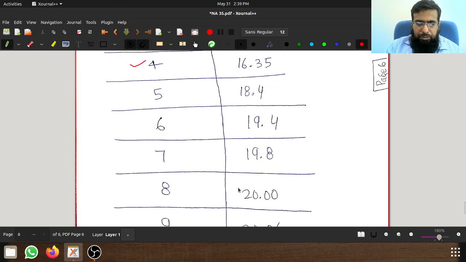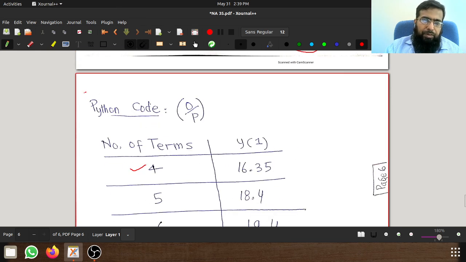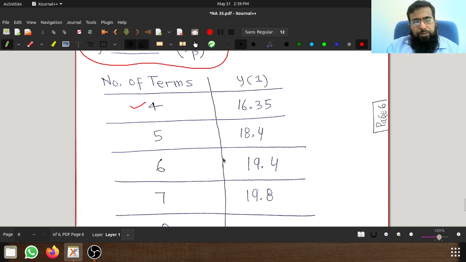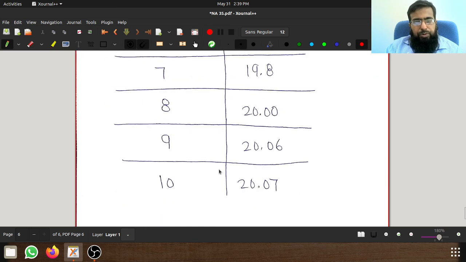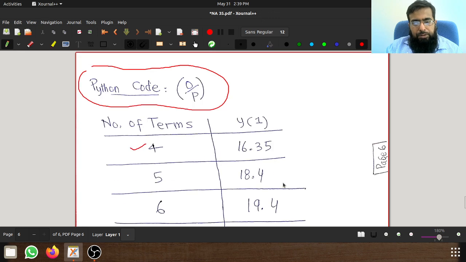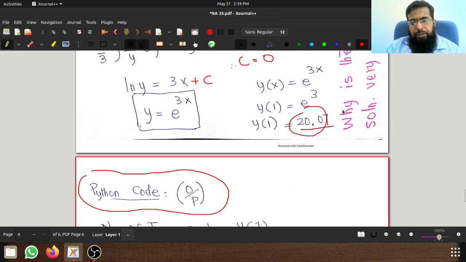So how can you do that? Doing it by hand is difficult, therefore I have written a Python code for it, and I'll share that on your WhatsApp group as very simple Python code, which you can use to add more and more terms. And if you use 10 terms, we reach an answer that is very close to the exact answer. In fact, it is exactly equal to the exact answer.